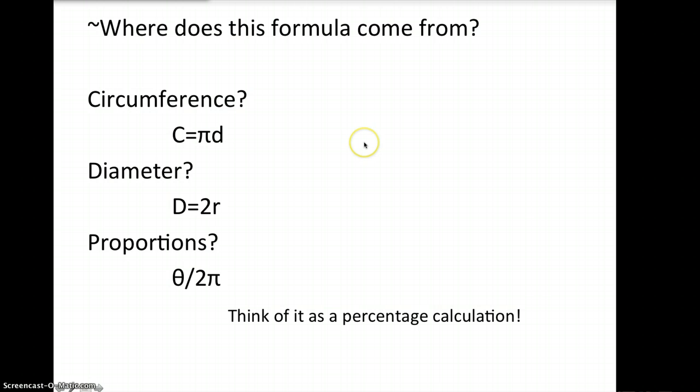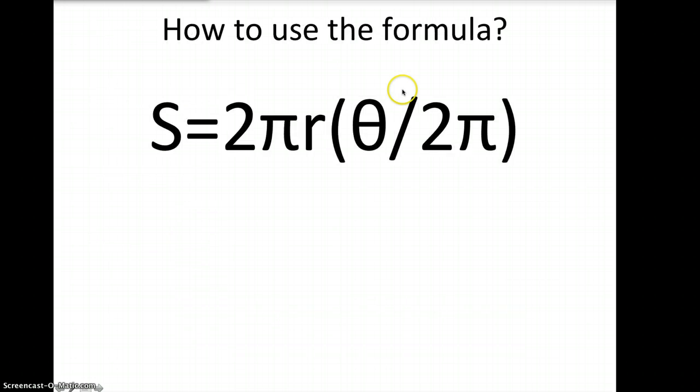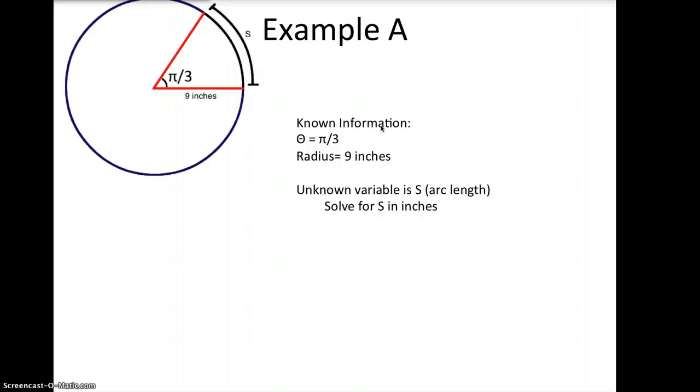Alright, so continuing on. How do you use this formula? Again, it's s equals 2 pi r, which is the circumference, times theta over 2 pi. So we're going to apply it to a couple of examples. This is the first one.